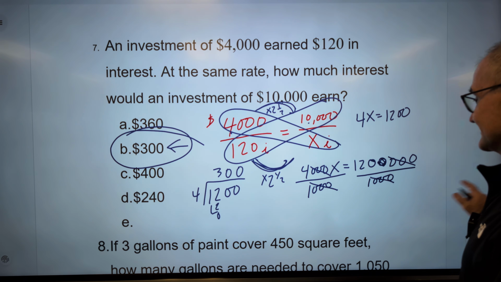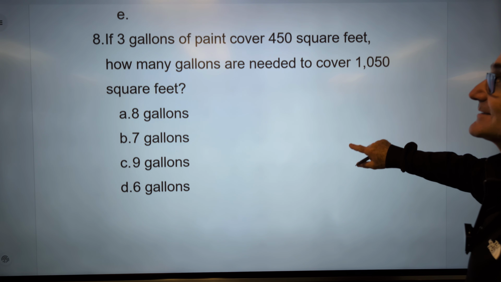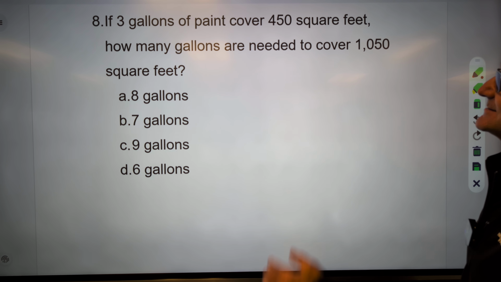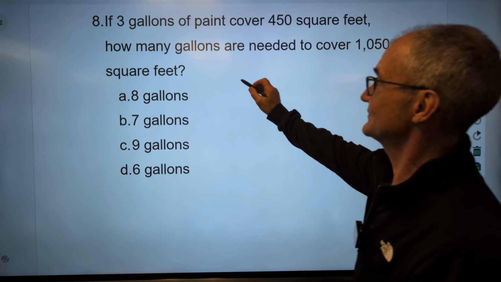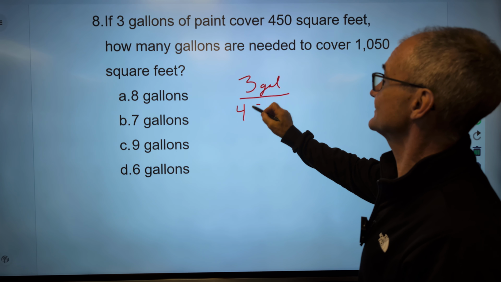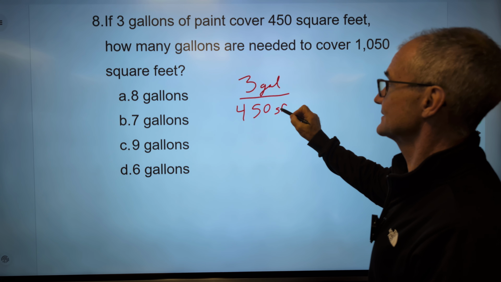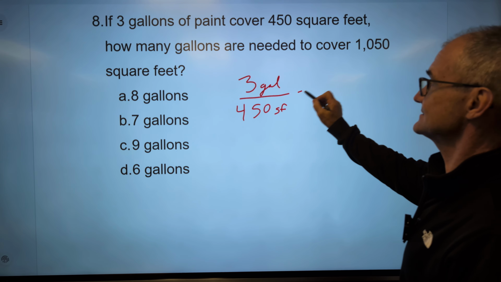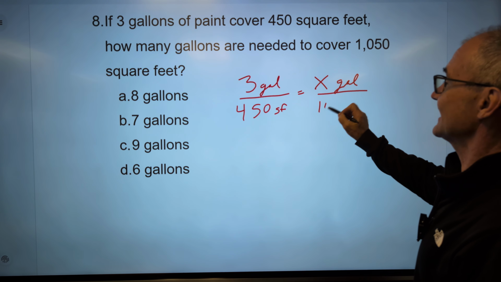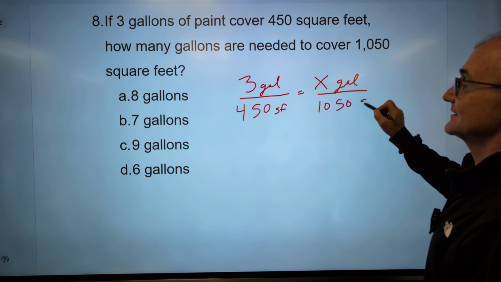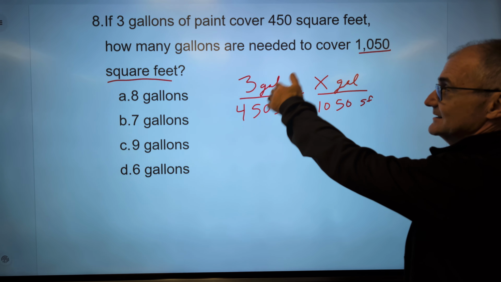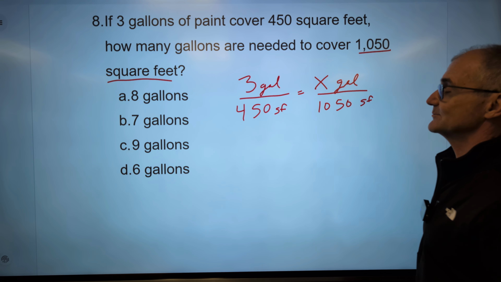All right, let's take a look at the last problem, number 8. And we'll set this one up. 3 gallons of paint cover 450, so I could say 3 gallons cover 450 square feet. How many gallons cover 1,050 square feet, right? So one ratio given, set it equal to another ratio of proportion.